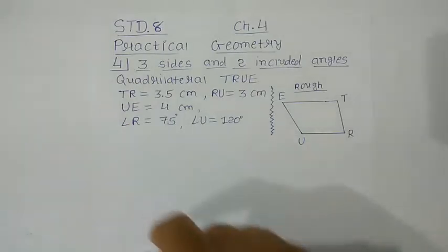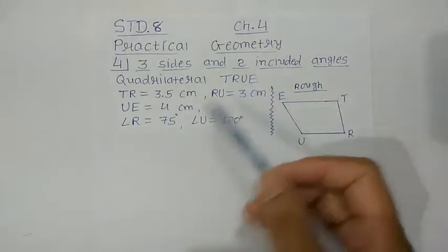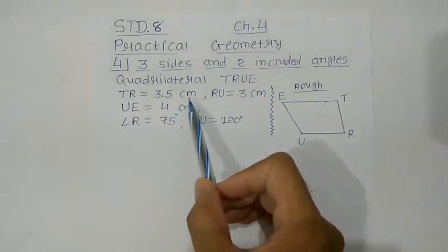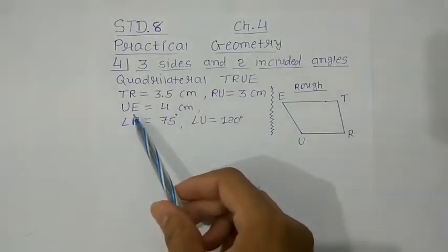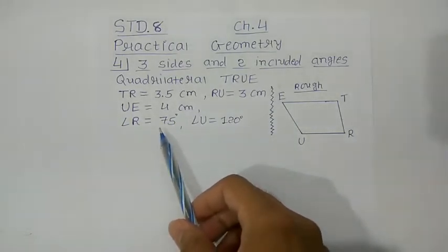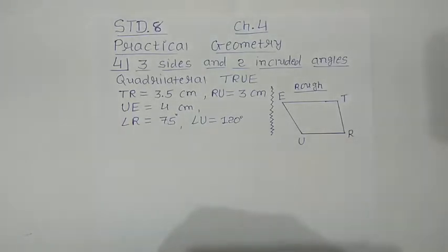Okay, so which dimensions have we been given? We have given a quadrilateral TRUE. One side TR is equal to 3.5 centimeter, RU side is 3 centimeter, UE side is 4 centimeter, angle R is 75 degree and angle U is 120 degree.